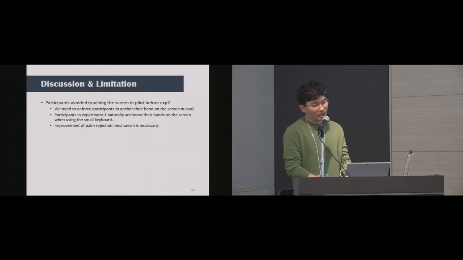In a pilot study, right before experiment 2, we observed that participants were concerned about accidental touch and tried to avoid touching the screen. So we needed to force participants to anchor their hand on the screen in experiment 2, because almost all of the participants in experiment 1 naturally anchored their hand on the screen when they were using the small keyboard. In fact, the fear of accidental touch is an everyday problem we confront when we use a pen. We hope that improvement of palm rejection algorithms or mechanisms will resolve this problem soon.